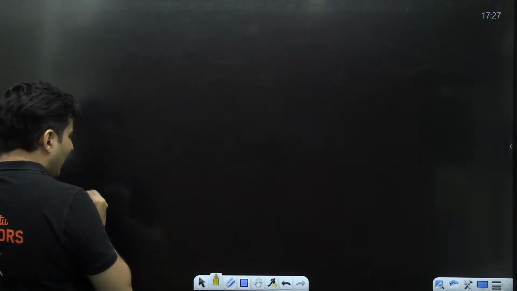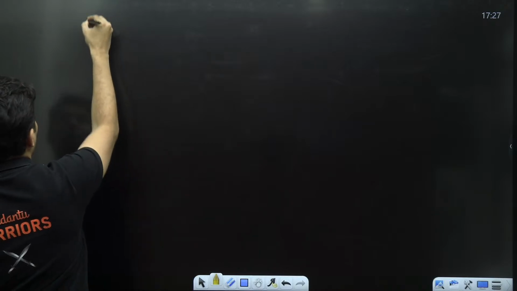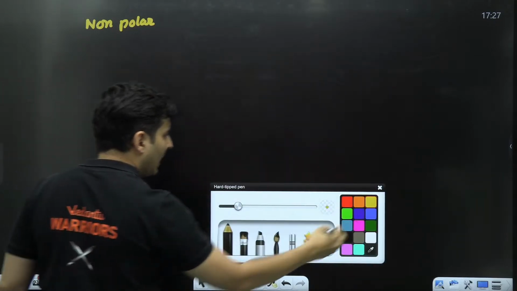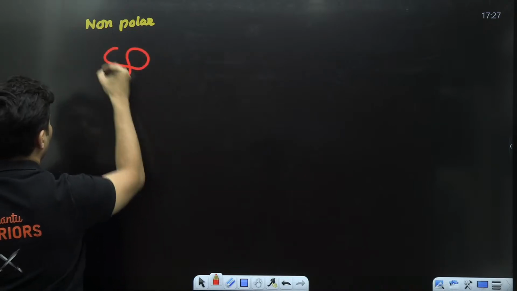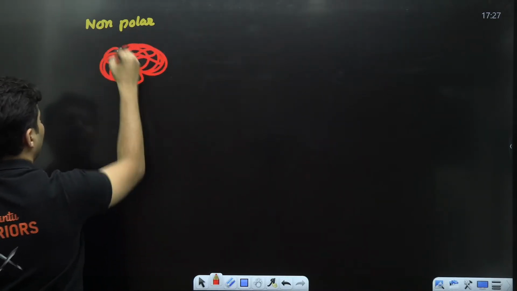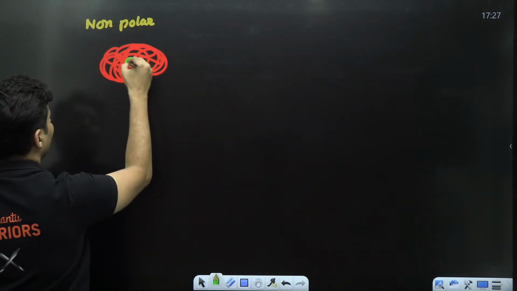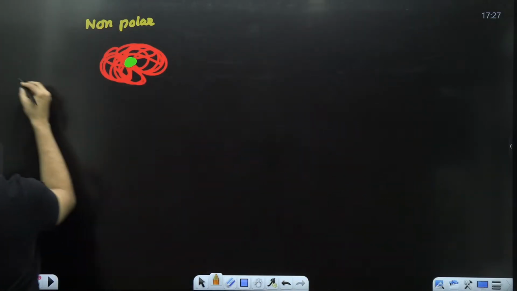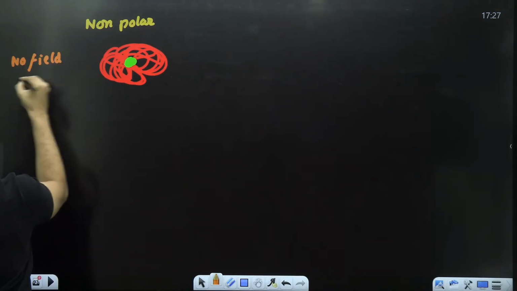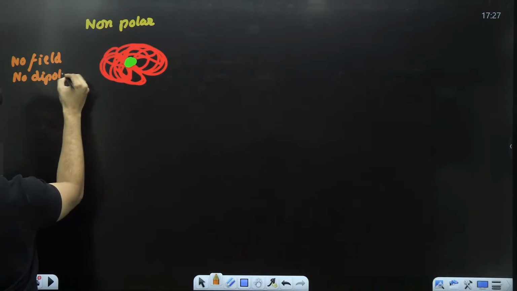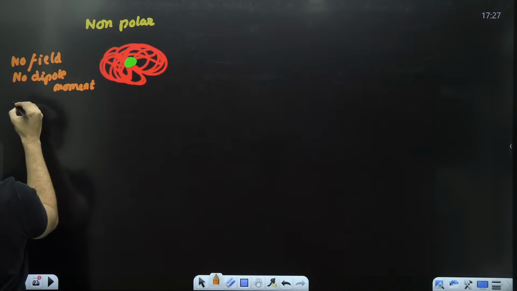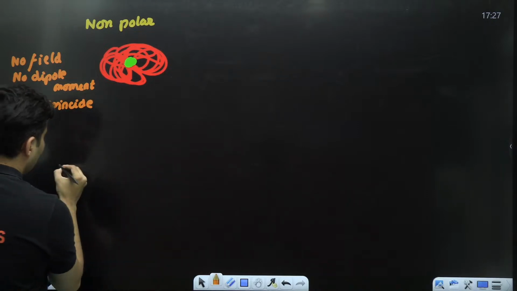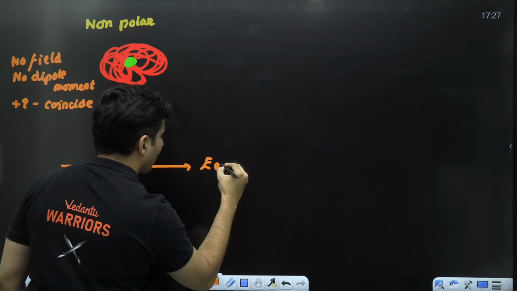Imagine we have a non-polar molecule. Usually, when there is no field, the electron cloud, or the electrons, will be spread like this, and even the positive charge will be over here only. So they coincide. There is no net dipole moment when there is no field. So I'll just put over here, no field, no dipole moment, and the positive and negative centers coincide. But imagine somebody applies an external electric field.